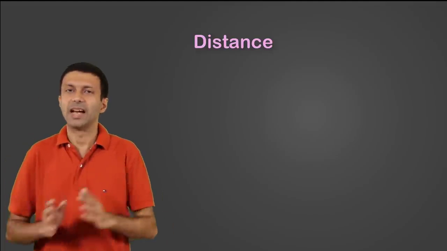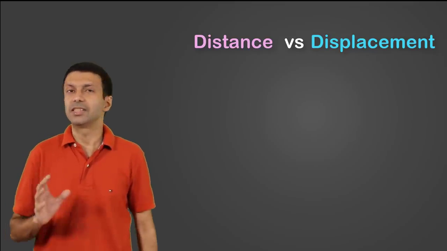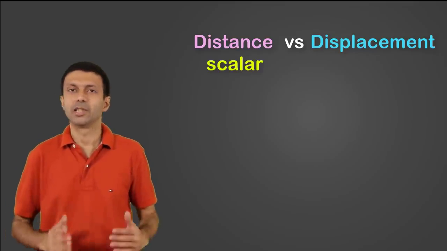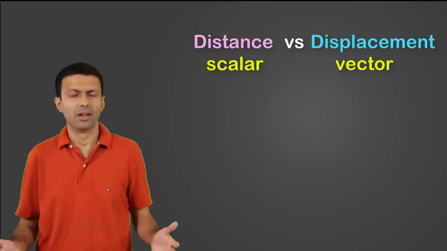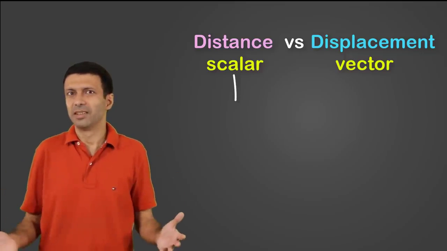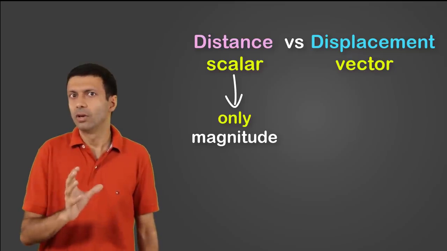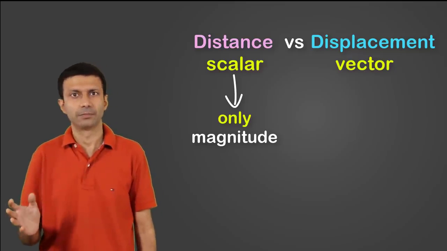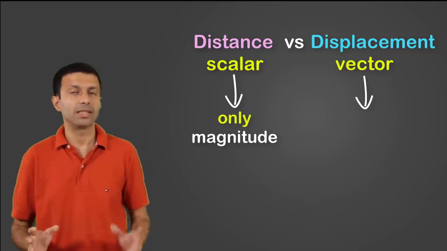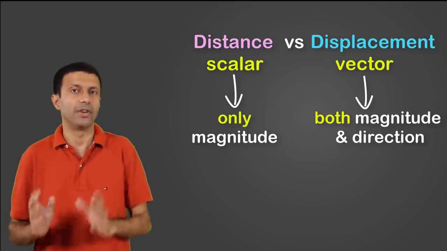There's one more important difference between distance and displacement. Distance is a scalar quantity while displacement is a vector quantity. Now what do these terms mean? Scalar means it has only a magnitude, so only a value but no direction. And vector quantity means it has both magnitude and direction.